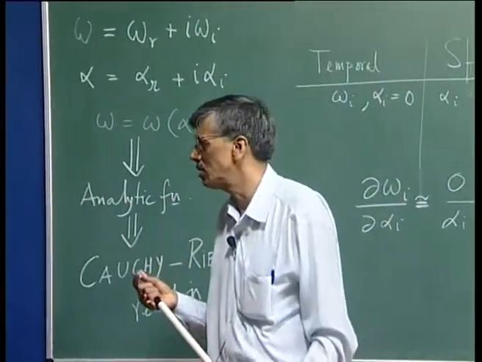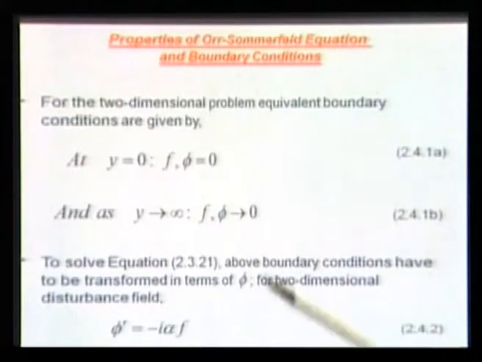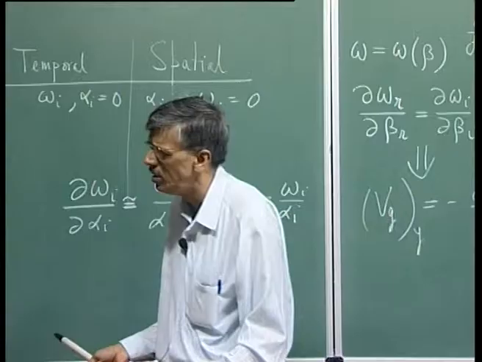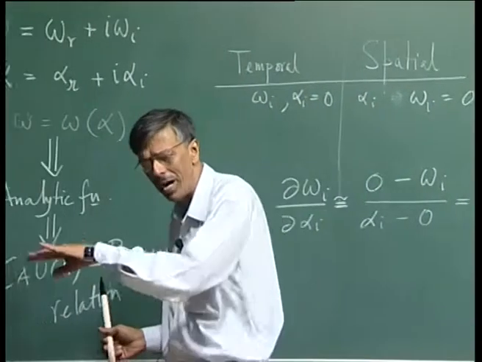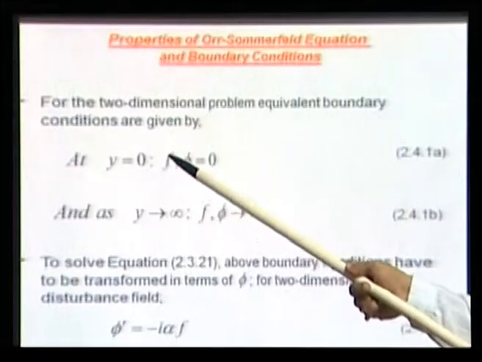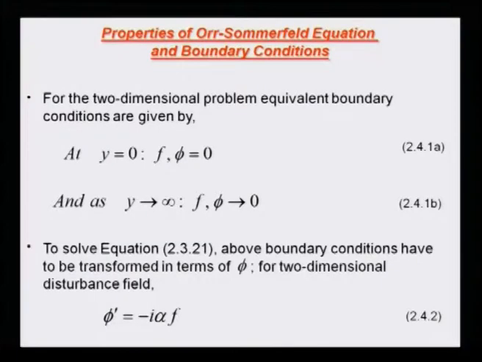Now, this is given that at the wall, suppose I am talking about flow past a flat surface or a surface of mild curvature, then I can define my x axis along the surface. So, that would correspond to y equal to 0, and on that surface you have 0 disturbance velocity.